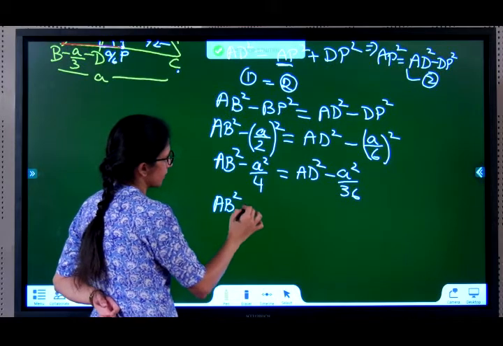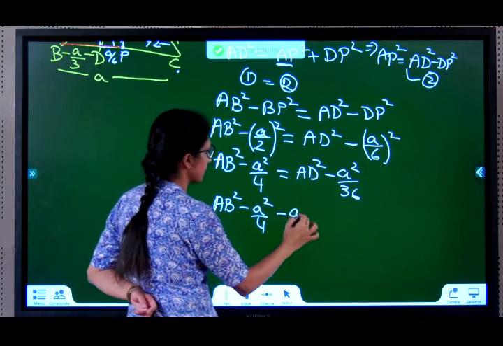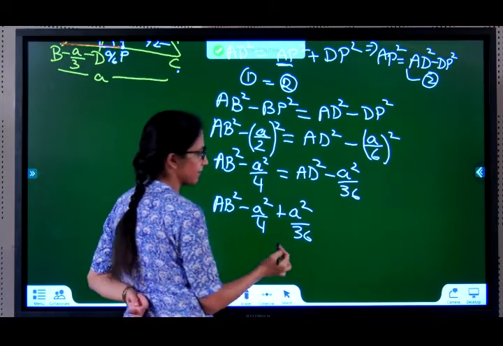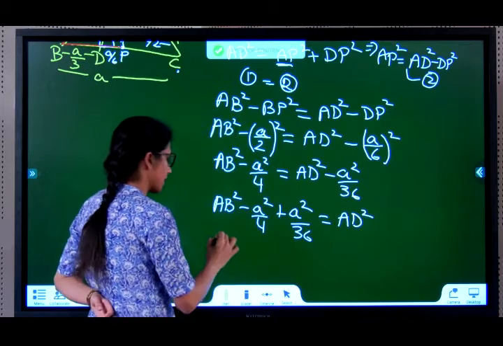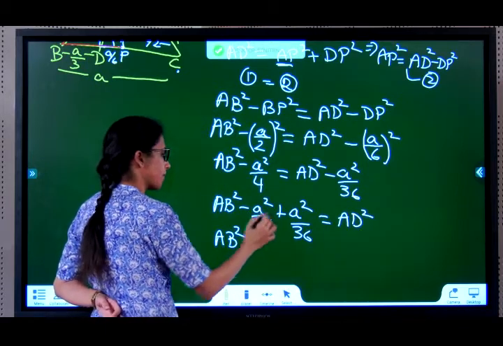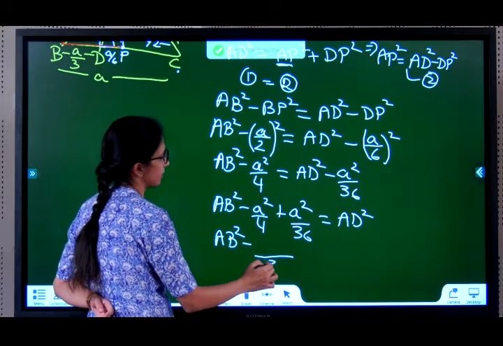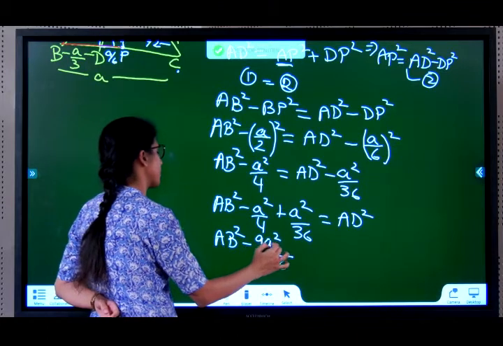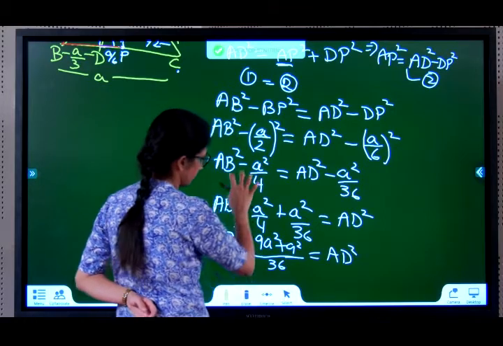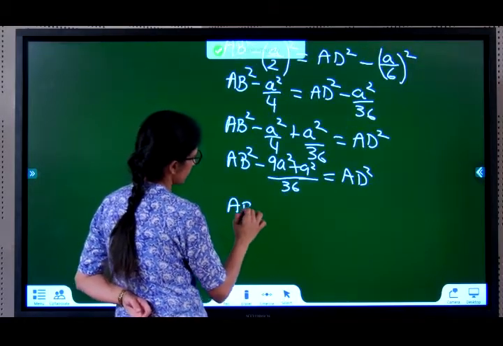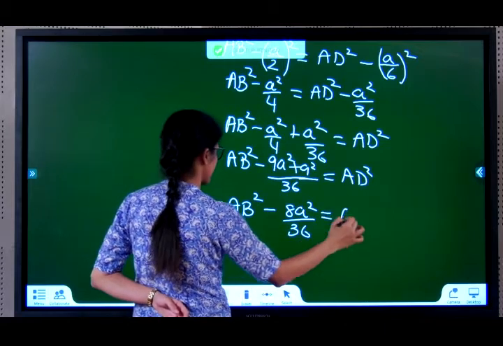AB square minus A square by 4, and this side becomes plus A square by 36, is equal to AD square. AB square, take LCM here, it becomes 9. Yes, 4 9s are 36. So 9A square plus A square is equal to AD square. AB square is minus 8A square by 36 is equal to AD square.